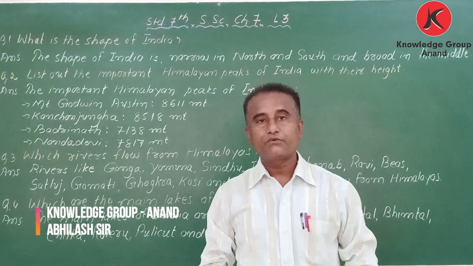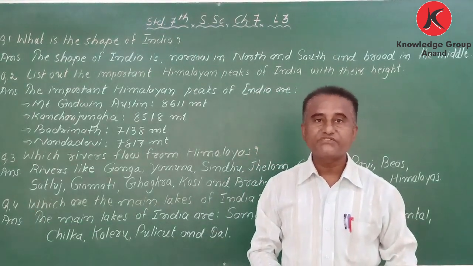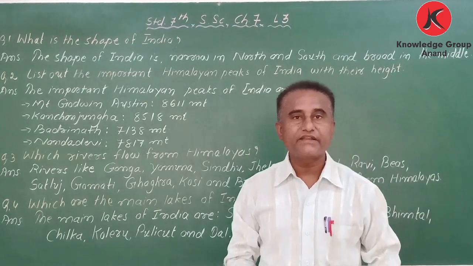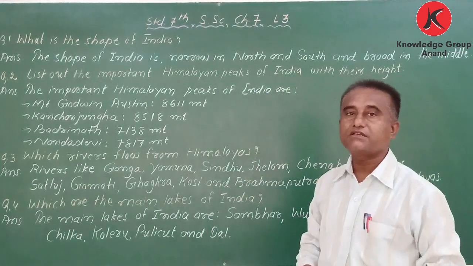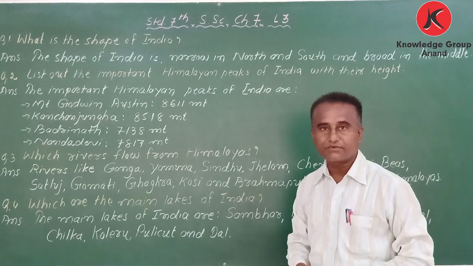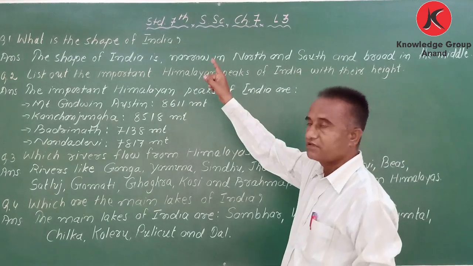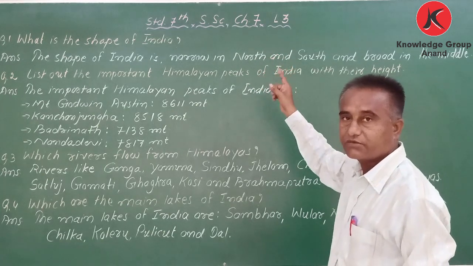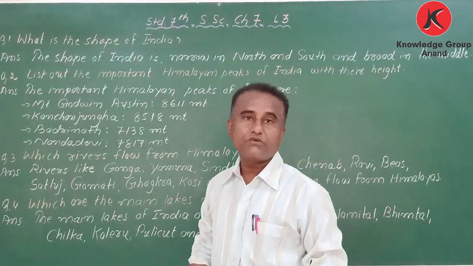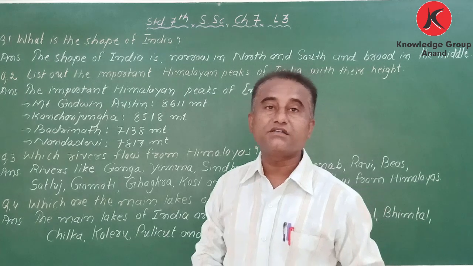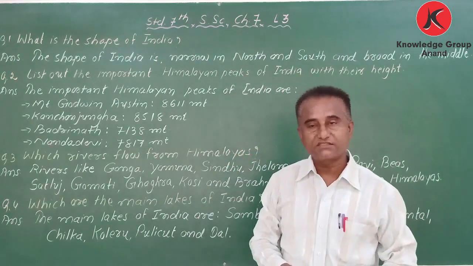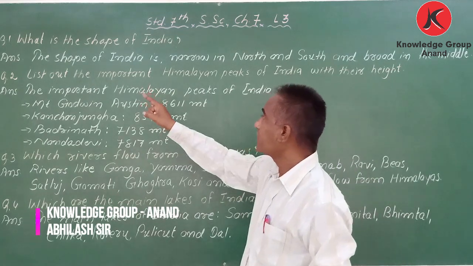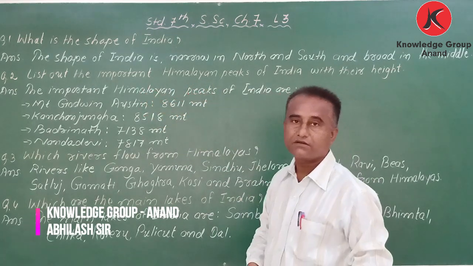Students, today we will discuss the question answers of chapter 7 of standard 7 SS, and today is the third lecture of this chapter. Once again I repeat, standard 7 SS chapter 7 lecture number 3, and today we will discuss the small question answers. Okay, number 1, first question: what is the shape of India?